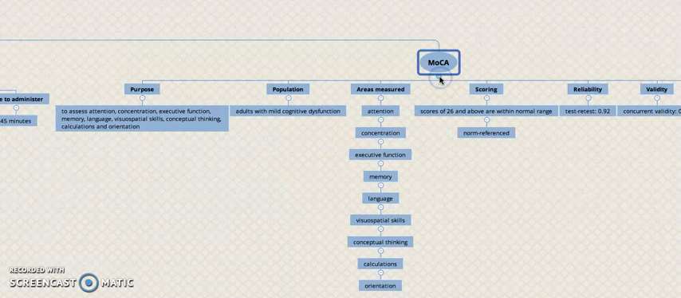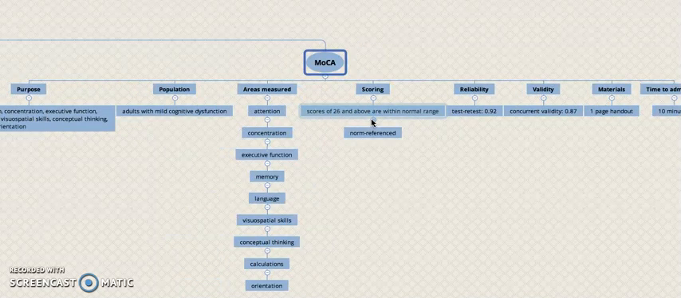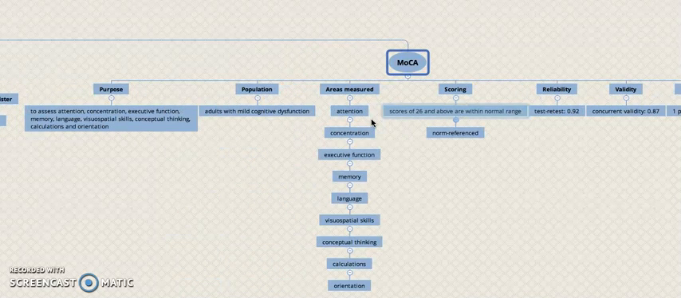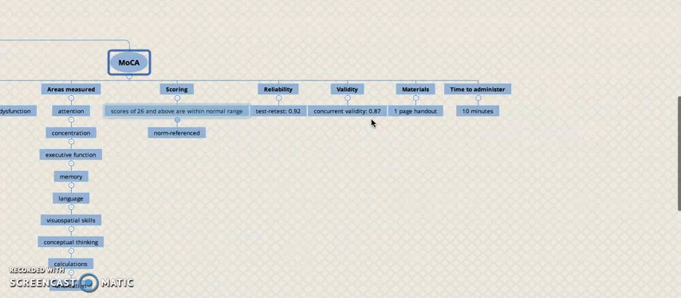And on to the MoCA. The purpose of the MoCA is to assess attention, concentration, executive function, memory, language, visuospatial skills, conceptual thinking, calculations, and orientation. The population is for adults with mild cognitive dysfunction. Areas measured include attention, concentration, executive function, memory, language, and visuospatial skills. Scoring: scores of 26 and above are within normal range, and it is norm referenced. Materials include a 1-page handout, and the time to administer is 10 minutes.